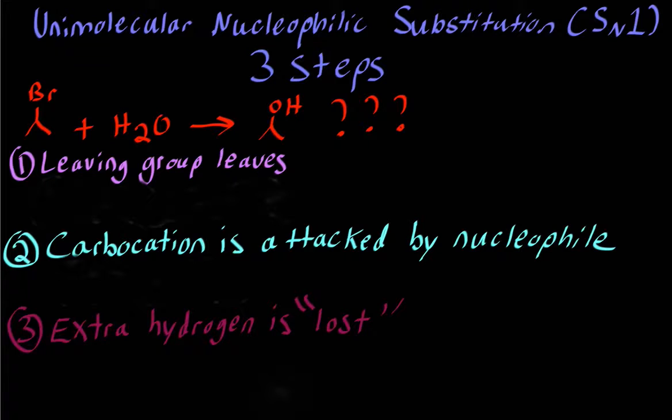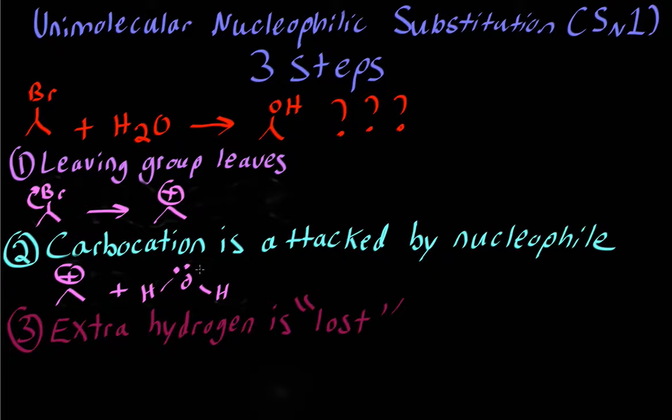So first off, let's show our leaving group leaving. So we have 2-bromopropane. The first thing that happens is it leaves, and that will form our carbocation, our secondary carbocation. And after our carbocation is formed, it will be attacked by our nucleophile. And our nucleophile in this case is water. So here's our carbocation. We have water, which looks something like this.